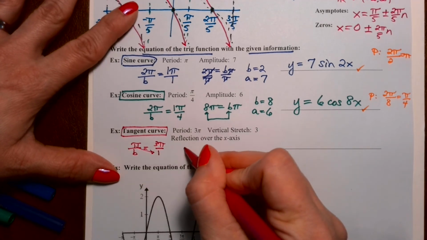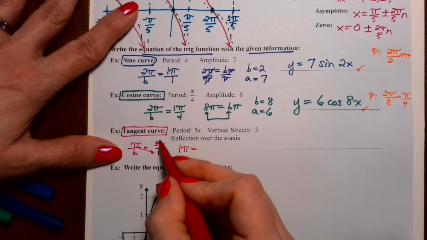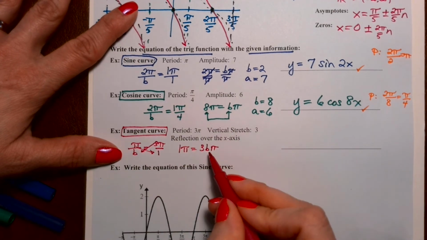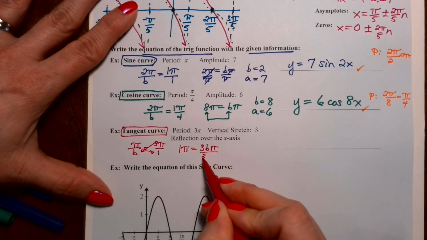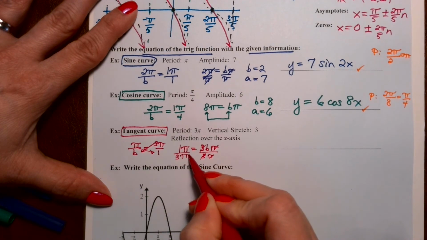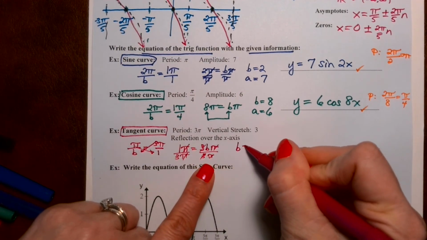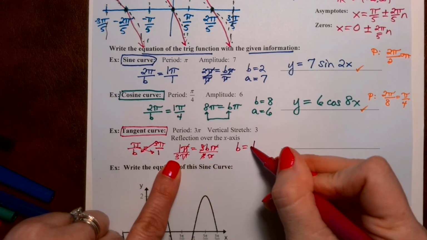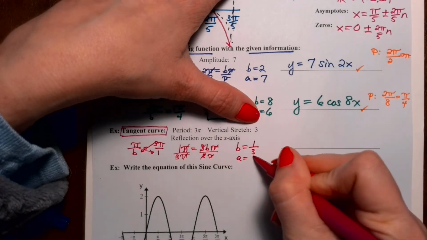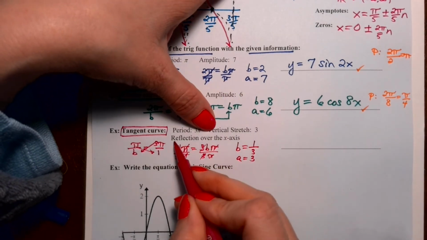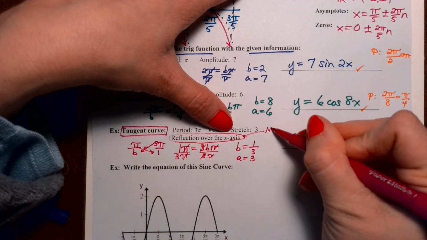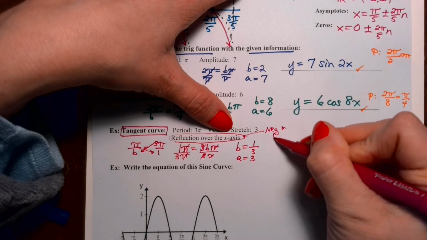Crossing this way, we get pi, 1 pi. Crossing this way, we get 3b pi. To solve for b, I'm going to divide by a 3 and a pi. Okay, so what is the b value equal to? 1/3. b is 1/3. The vertical stretch is 3, so that's the a value. Oh, and we also have reflection over the x-axis. Reflection over the x-axis means we need to put a negative in front.